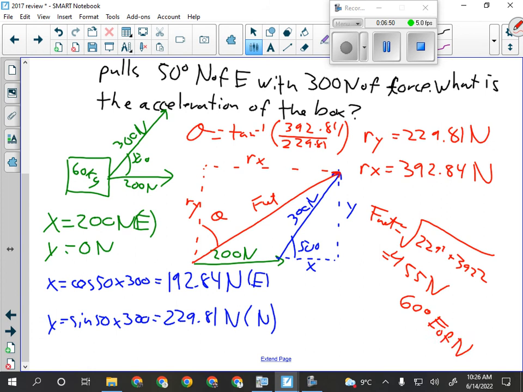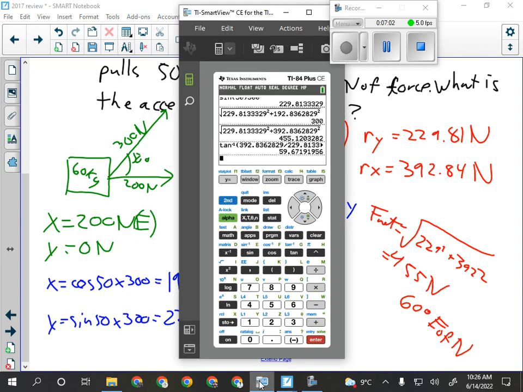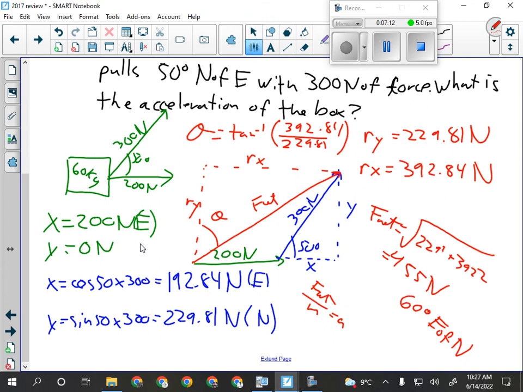Okay, and then we have to find the acceleration. That's the Newton's second law part of this, where we just have to go F net divided by m equals a. So our 455 divided by 60. So we've got an acceleration of 7.6 meters per second squared at 60 degrees east of north or 30 degrees north of east. Okay. Everybody all right with that one?